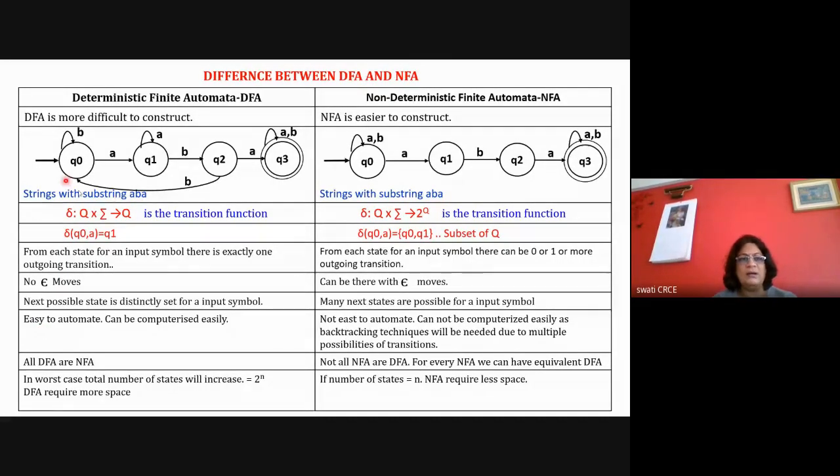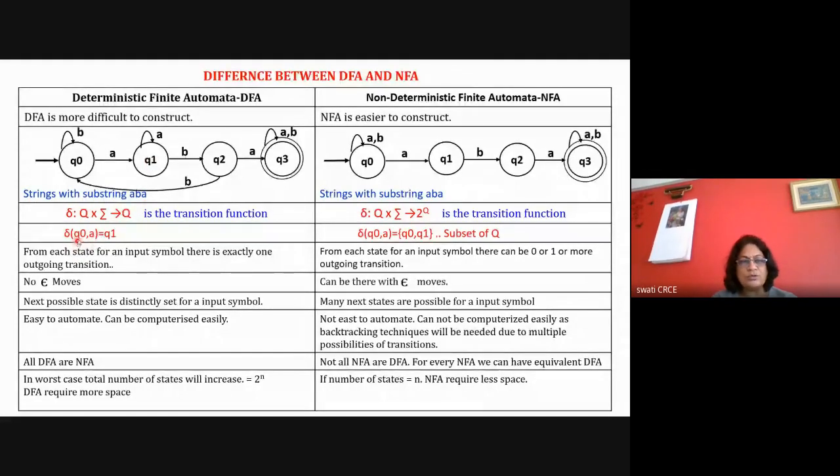DFA is a deterministic finite automata where we always know that from a particular state there is exactly one outgoing transition for every input symbol. DFA is a deterministic finite automata where there is exactly one outgoing transition for every input symbol for every state. Okay, the transition function is Q cross sigma to Q, and we can remember this with the help of this delta transition function. Like here in the diagram, if the machine is in the state Q0 with input symbol A, it is reaching a new state, that is Q1.